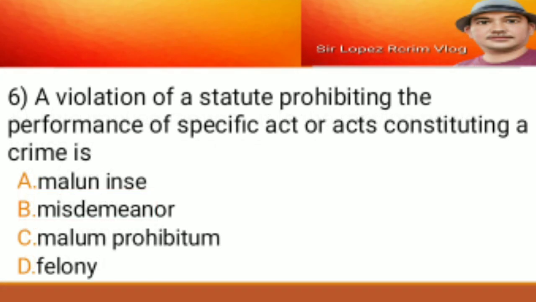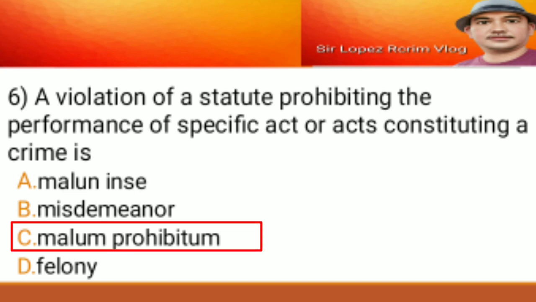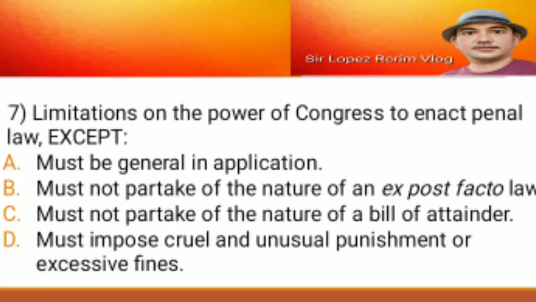Number 6. In violation of statute prohibiting performance of a specific act or acts constituting a crime. Letter A, malum in se. Letter B, misdemeanor. Letter C, malum prohibitum. Or letter D, felony. The correct answer for number 6 is malum prohibitum. Okay, this is a special law prohibiting a particular act constituting a crime.